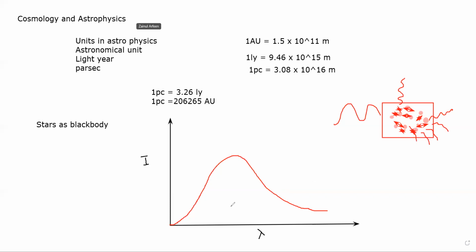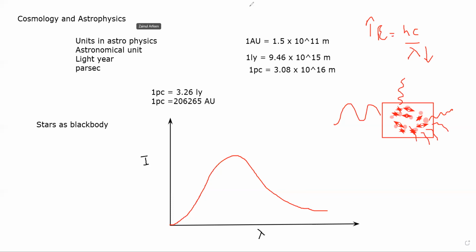So if most of them are average wavelength, as we increase the temperature, we know the formula E equals hc over lambda. As we increase the temperature, the energy will increase. If the energy increases, the wavelength at which the maximum intensity occurs will change to the shorter side.